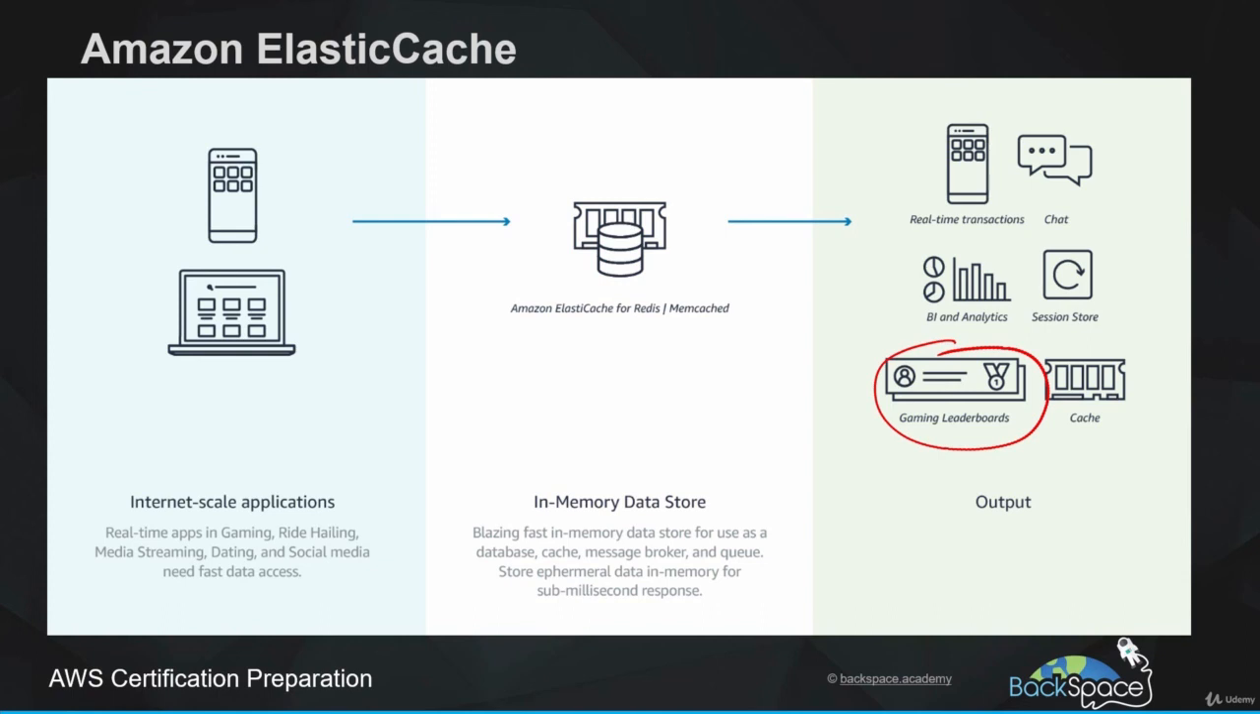So that gaming leaderboard could be copied over to Amazon ElastiCache, and that will provide really high-speed access to that gaming leaderboard for our application. And then our user profile data, which is not accessed as regularly, could be accessed directly from our database itself.